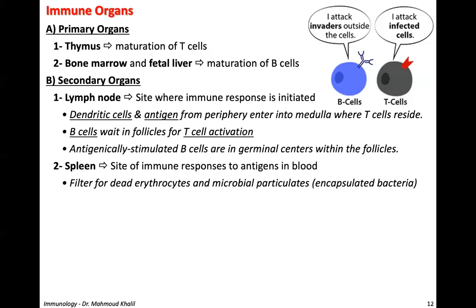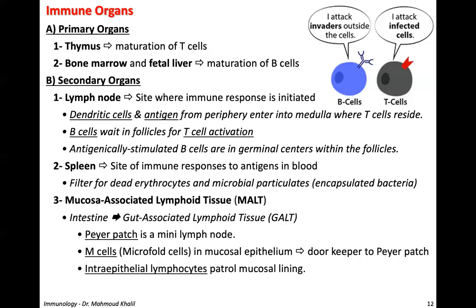Another secondary organ is the spleen. The spleen is also a site of immune response to antigen in the blood. Its main function is filtering the blood of dead erythrocytes and microbial particulates, and a lot of encapsulated bacteria.